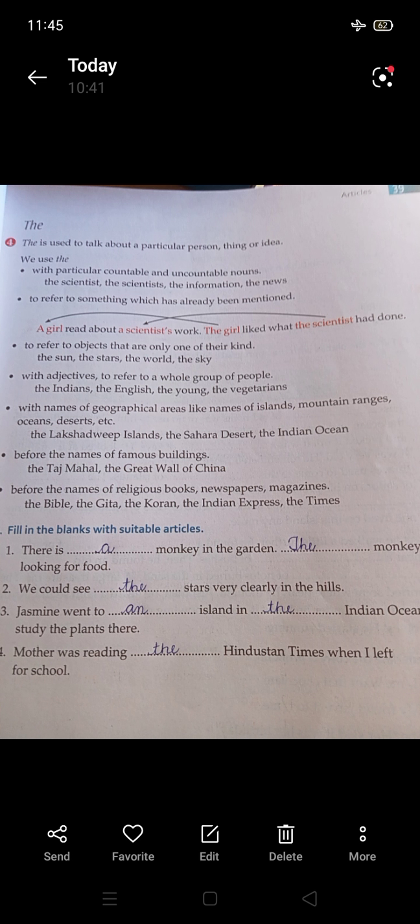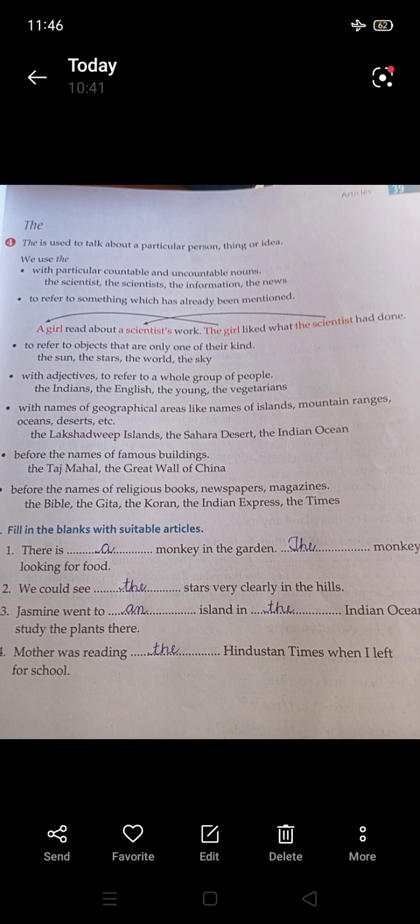And famous buildings, historical monuments. The Taj Mahal, the Great Wall of China, the Statue of Liberty, the Statue of Christ the Redeemer, the pyramids, the Red Fort.